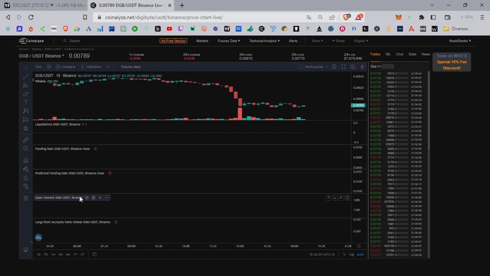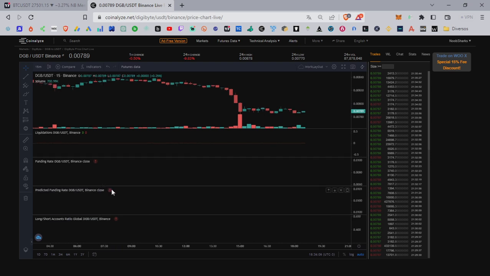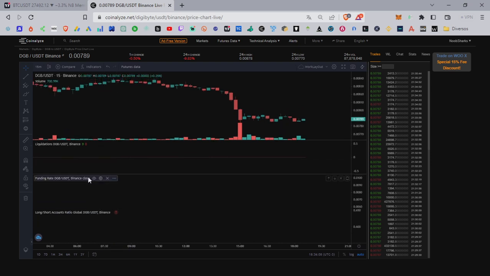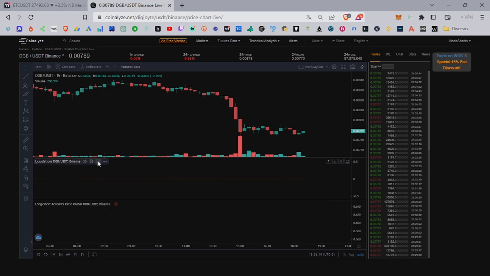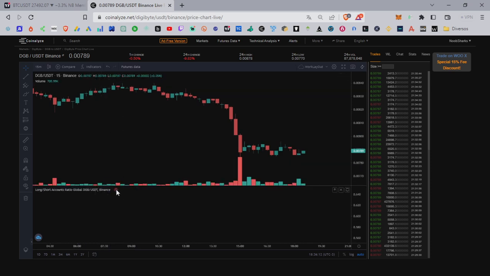I'm gonna delete everything here. Okay, not a problem. But you can see you have some mistakes here. See, there's a mistake here. Study error. Why? Because long short ratio, they are measured in the perps pairs, okay? Not in the spot pair.